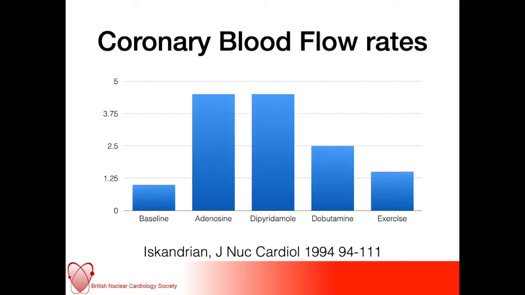Now, it's true that with adenosine and dipyridamole, we can augment coronary blood flow up to about 4 times, dobutamine up to about 2.5, and exercise gives us over a doubling of baseline coronary blood flow. So we can actually provoke greater discrepancies between rest and stress with the vasodilatory agents.